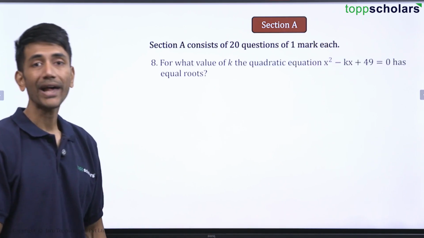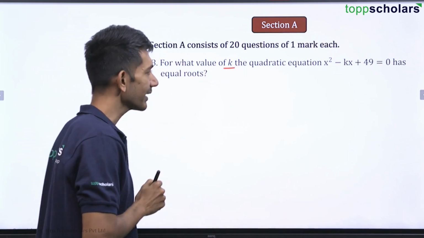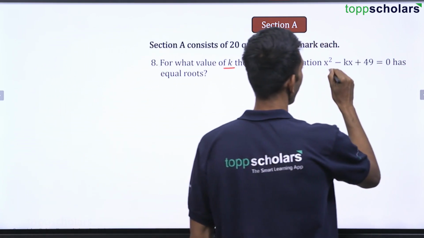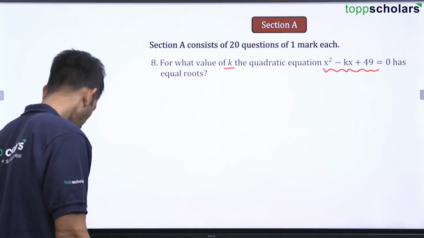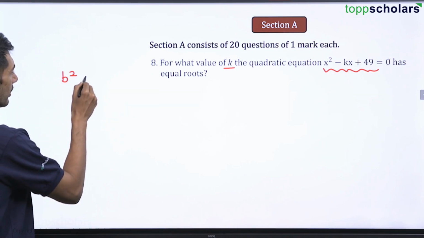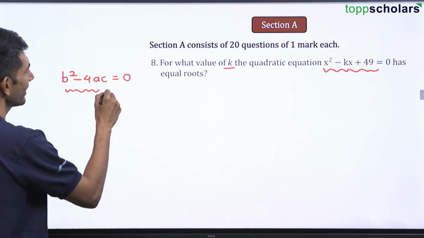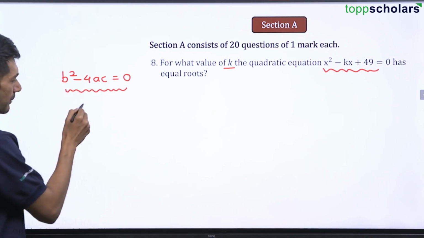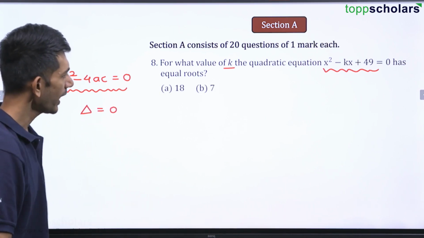It says, for what value of k the quadratic equation x square minus kx plus 49 is equal to 0 has equal roots. So what is the condition for equal roots? The condition for equal roots is b square minus 4ac is equal to 0. So whenever the roots are real and equal, the discriminant should be equal to 0. Correct? So we have 4 options here.